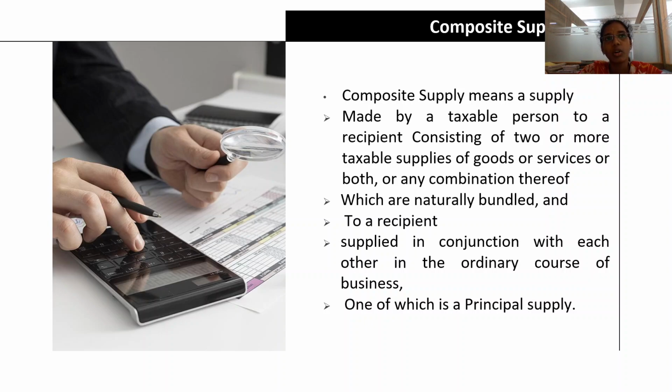And the supply should consist of two or more taxable supplies of goods or service or both. It should include a combination of two or more taxable supplies of goods and services or any combination thereof which are naturally bundled. This is the key term, where the bundle should be natural. This supply should be made to a recipient who is registered or not a registered person. The supply is made in conjunction with each other in the ordinary course of the business. This supply should be made as a part of the business, and of the supply, one supply would be considered as the principal supply and the remaining supply would be considered as ancillary supplies.